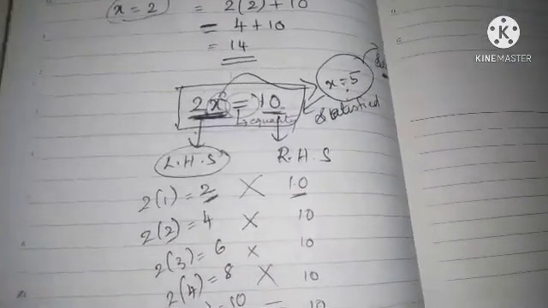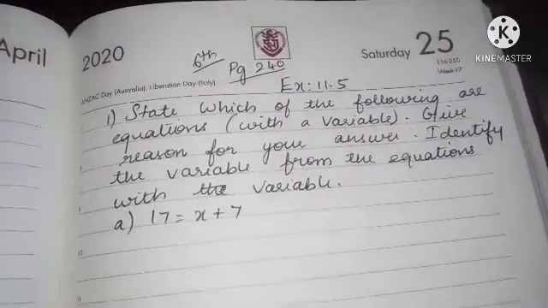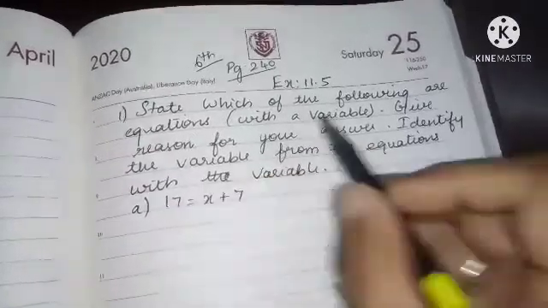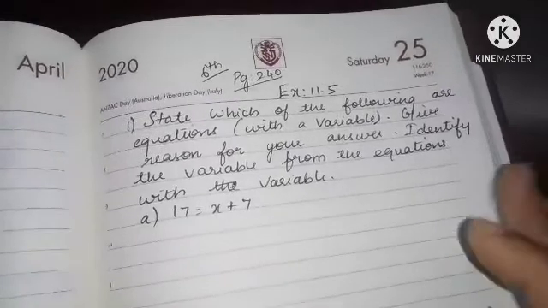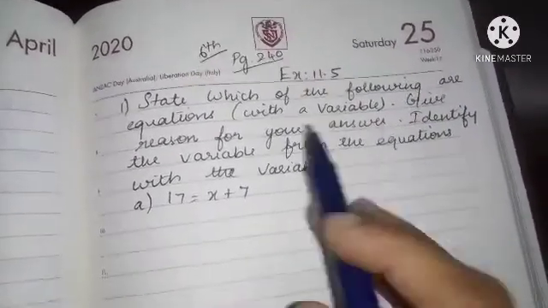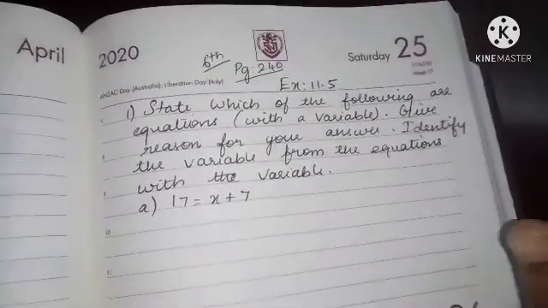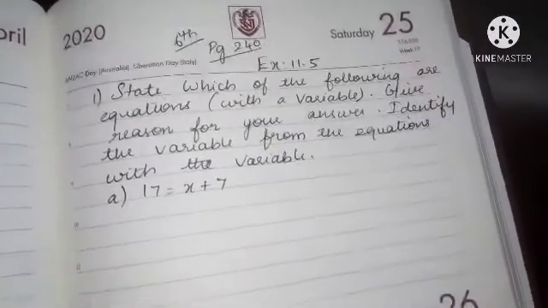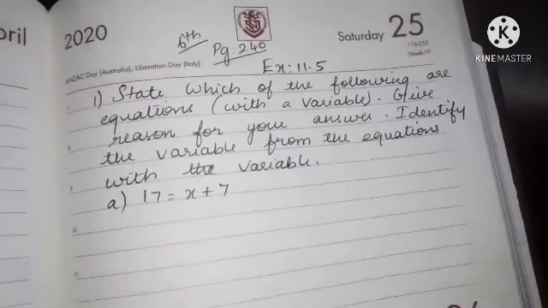We'll deal with exercise 11.5, children. What is the first question? State which of the following are equations with a variable. They will give you some equations, and we have to check whether they are equations with a variable, that is, whether they have a variable or not. We have to identify the equation with the variable, so that equation should have a variable. Give reason for your answer. So why are you saying that it is an equation?